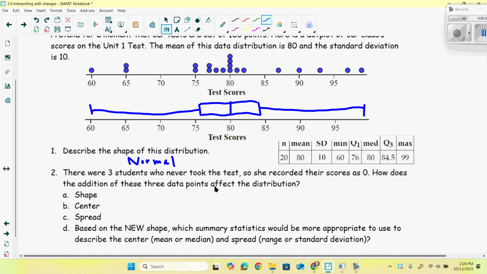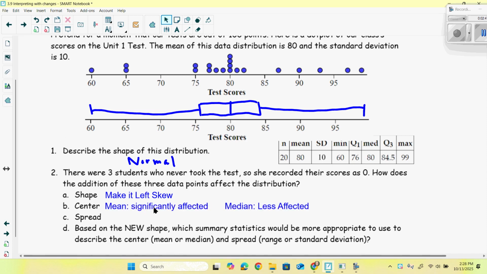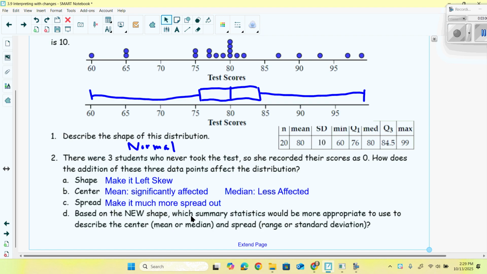That's not surprising. If there were 3 students that didn't take the test and they were scored as a 0, the addition of these 3 data points affects the distribution in what ways? So we want to try to determine for the shape, it's going to skew it left. It's going to put a bunch of numbers way down here. The center, the mean would be significantly affected, but the median less affected if, again, we added these extreme values, and that relates to our first slide. The spread, it's going to make it much more spread out because we're going down to a 0 in that case.